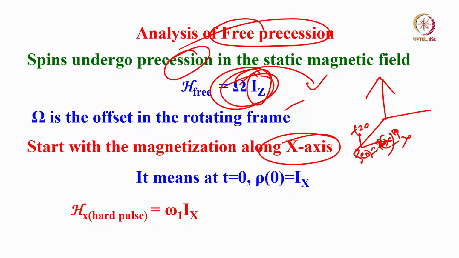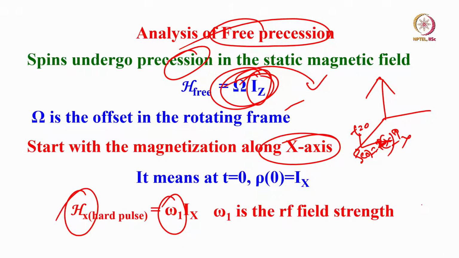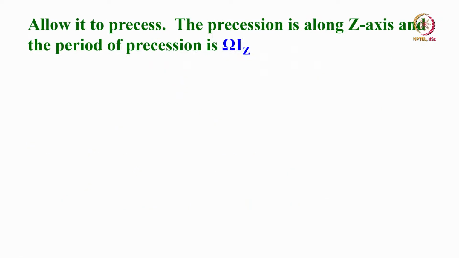And let us say I am applying a hard pulse along x. Hard pulse, as I said, omega 1 is the RF power, and the x pulse Hamiltonian can be written as omega 1 into Ix. Omega 1 is the RF field strength. Okay. So with this idea, let us see what is going to happen.